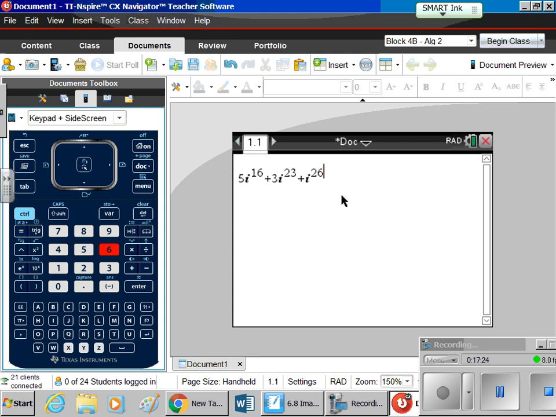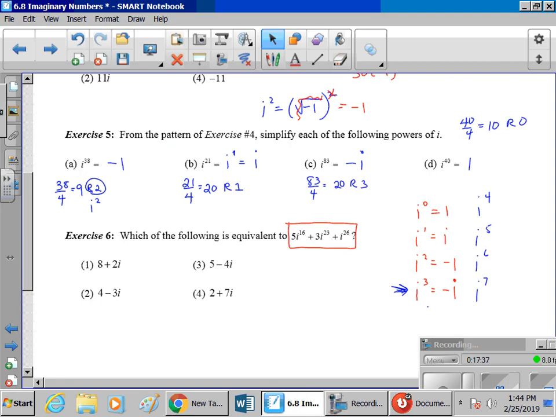Did I do it right? 5i to the 16th plus 3i to the 23rd plus i. Yes, always take a minute and just take a look at it and hit the enter button. And there's your answer. 4 minus 3i is your answer. So when you come back here, 4 minus 3i is sitting right here. So if you get a question like that, here's your 2 points served on a silver platter. All right, so you're going to spend some more time doing these, probably in class, because I would like you to have access to your calculator when you're doing these.